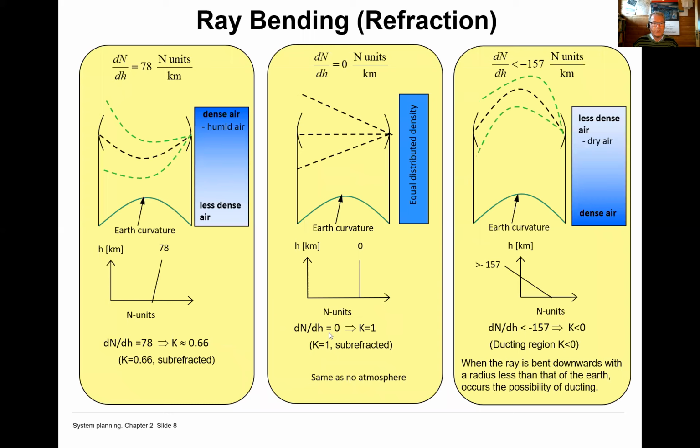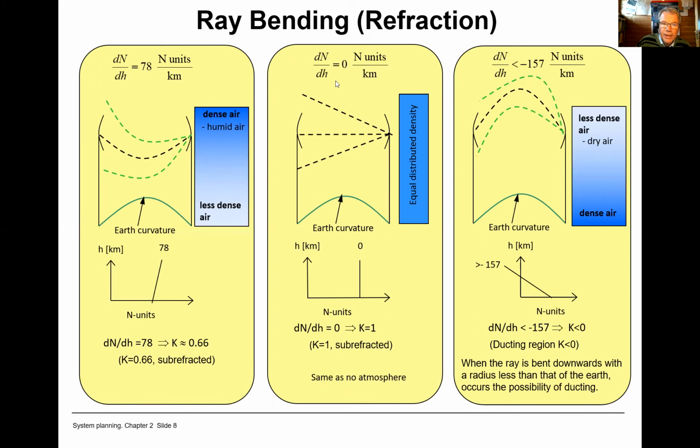Here are some examples. You have less dense air here, and you have dense air up here, and then you see that the ray is bending upwards. So in order to reach the other antenna, you have to shoot downwards, and then that looks like the Earth has come closer. Okay. And then in this example, dN/dh was 78. That means a K value of 0.66. And then we have what we call sub-refraction.